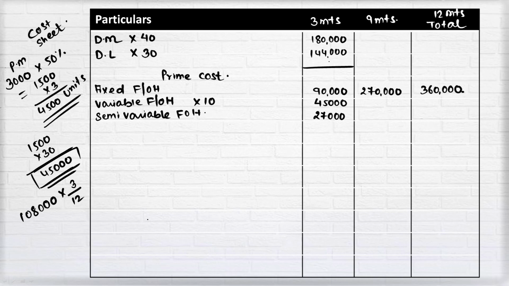Sir, semi-variable, should we not write it down for 9 months also? Wait a while. When we will be doing 9 months, we will write them.